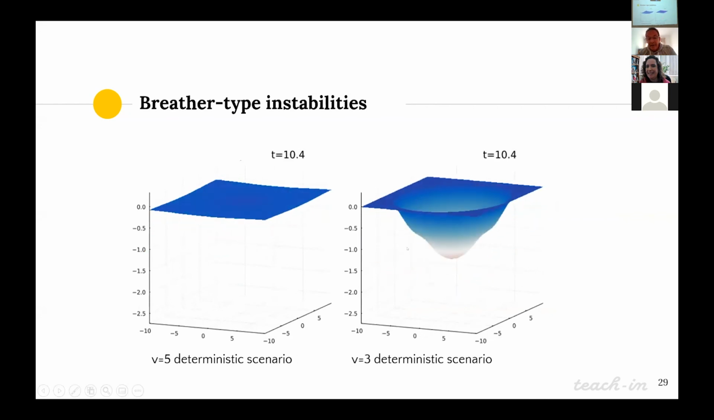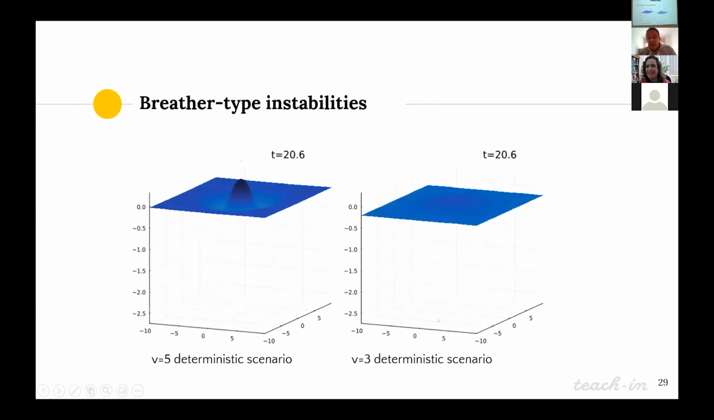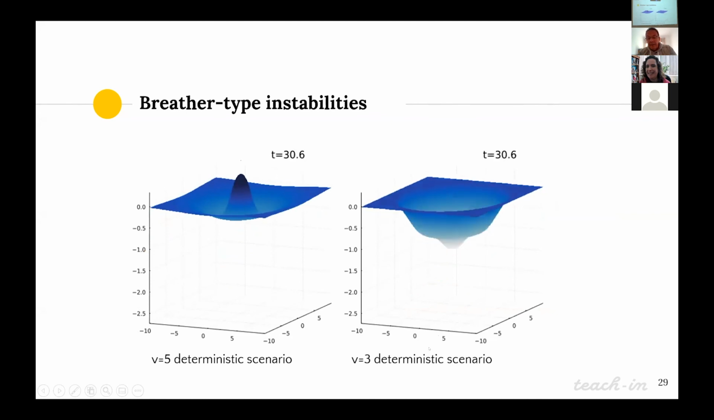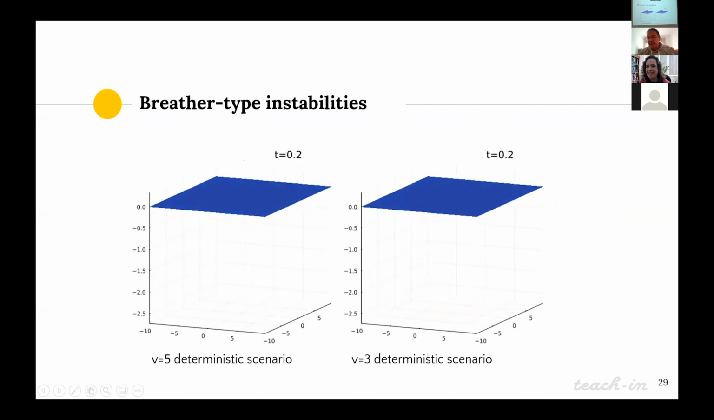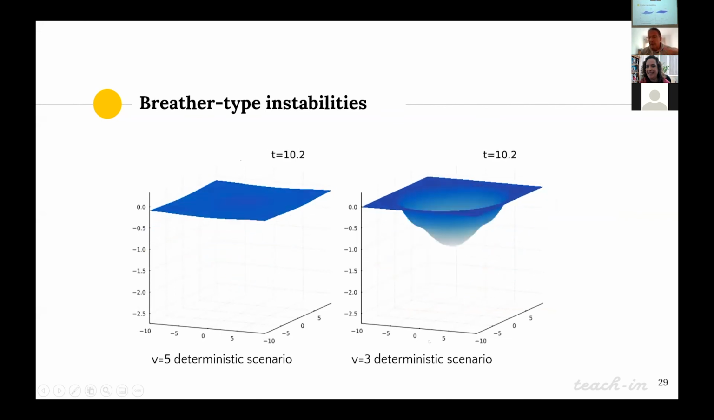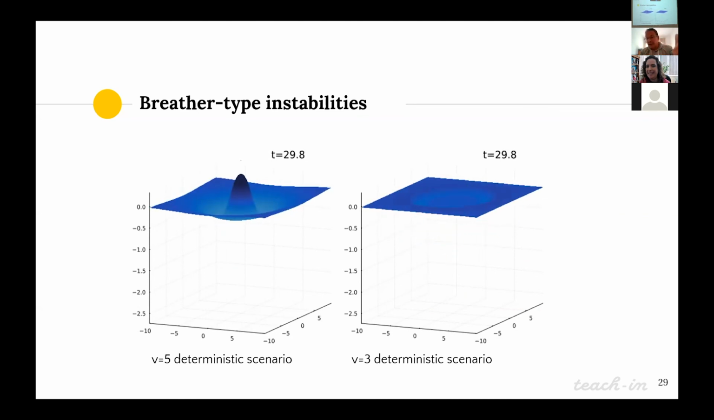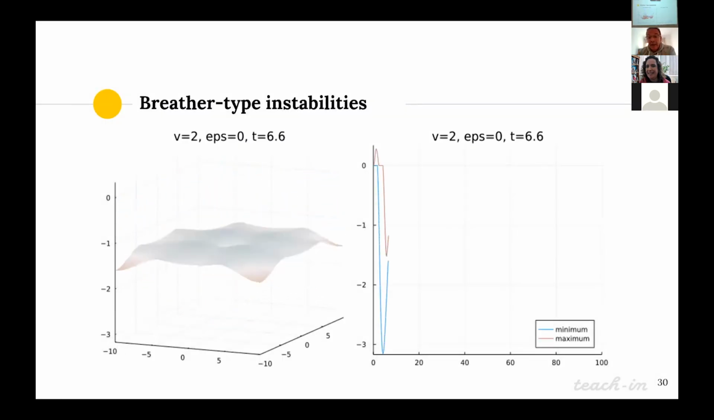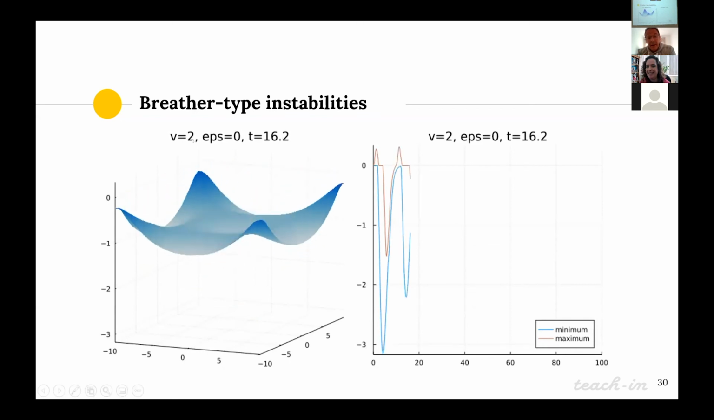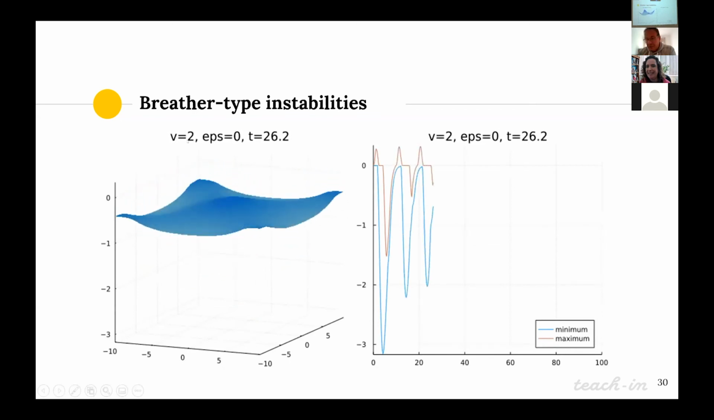Okay, on the right hand side, we had a lower velocity, so the field keeps oscillating for a larger interval of time when the field on the left hand side has already reached the stationary state. So we have oscillations in both cases, but in both cases, after a certain time, we reach the stationary state. And finally, now we are considering the velocity v equals 2.